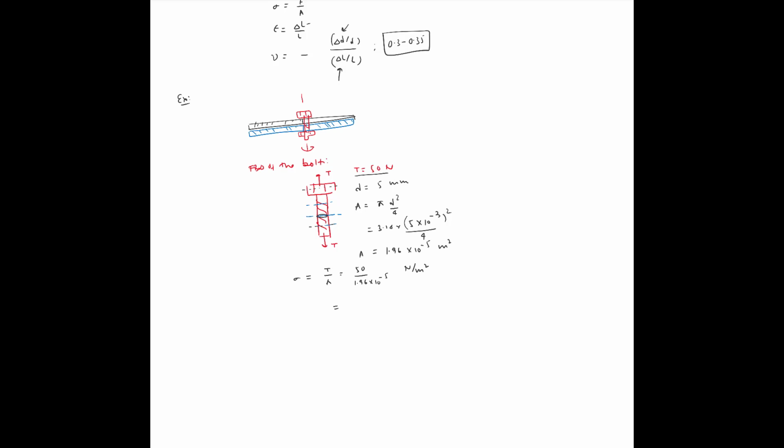So let me compute that. I got 25.5 into 10 power 5 Newton per meter square. So that I can write as what? I can write that as 2.55 into 10 power 6 Newton per meter square. And I'll tell you in a minute why I'm doing it this way. Okay. So this is basically 2.55.